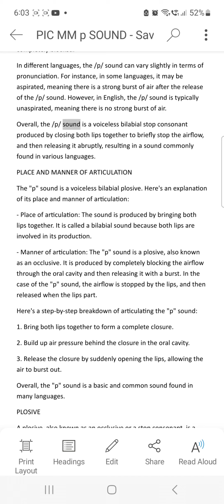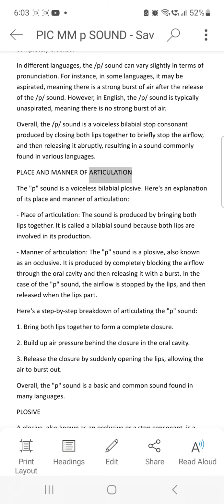Overall, the p sound is a voiceless bilabial stop consonant produced by closing both lips together to briefly stop the airflow, and then releasing it abruptly, resulting in a sound commonly found in various languages.